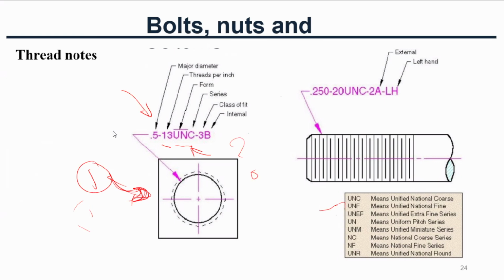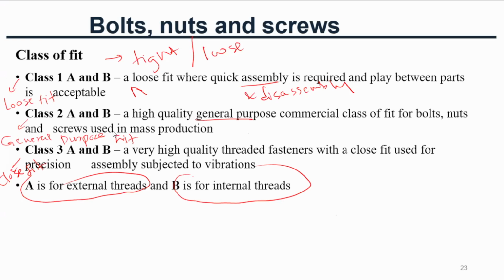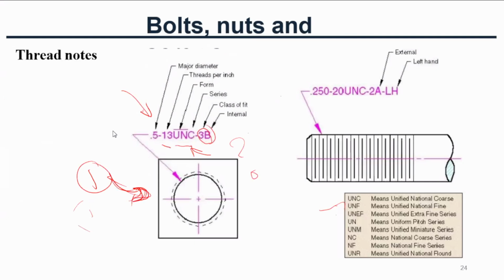Right? Coarse type thread. Coarse series thread. Okay, this will indicate the series. Then the class of fit, 3B. 3B: B means internal thread, 3 means class. Class 3B. Okay.